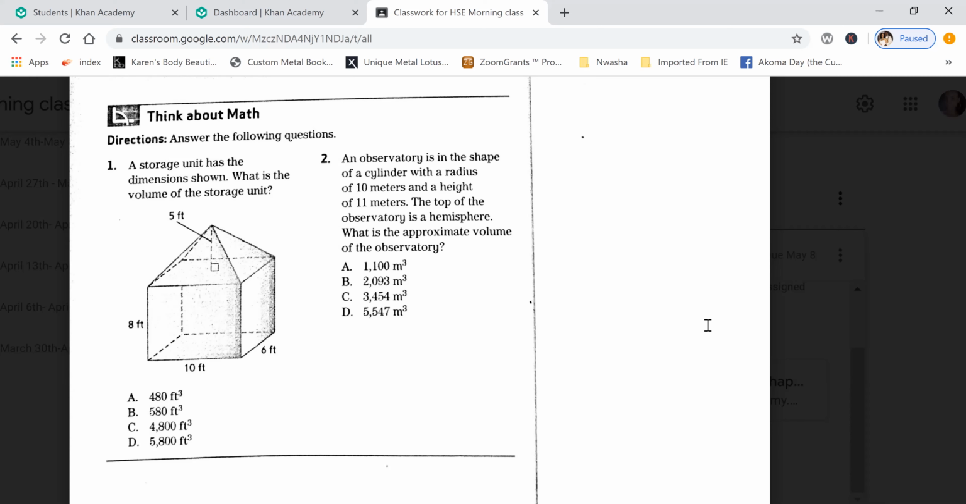But the purpose of doing all of the examples is to try to use those in your imagination. So okay, this one is an observatory in the shape of a cylinder, right? With a radius of 10 centimeters and a height of 11. The top of the observatory is a hemisphere. So this is what we said could be like the planetarium. You have to have something circular to give you that effect of looking at the stars, right?